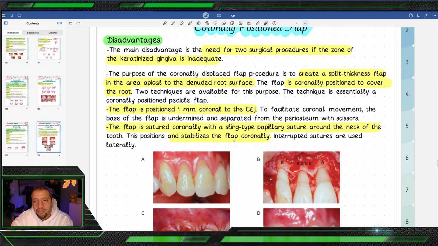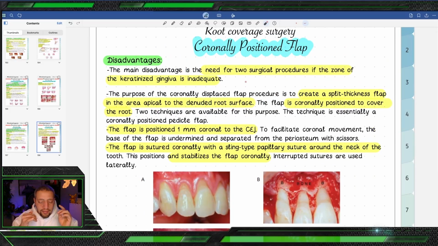So let's see the scenario again because it's confusing. So we said subepithelial connective tissue graft is the gold standard, but it can do 1, maximum 2 teeth. If we have 3 or 4, we are going to do a free gingival graft. But free gingival graft has bad aesthetics. How am I going to fix this? I'm going to do 2 surgeries for my patient. I will do the subepithelial connective tissue graft first to increase the zone of attached gingiva, and when it's healed, I will call my patient back to do this coronally positioned flap.